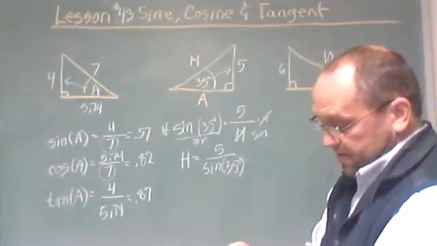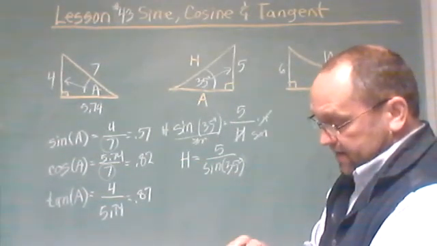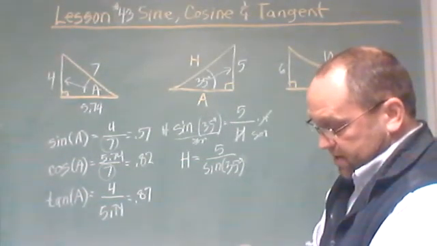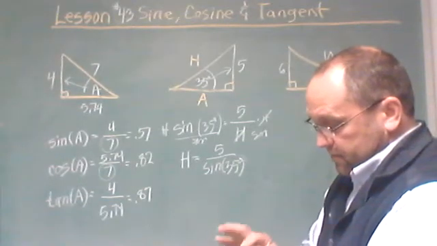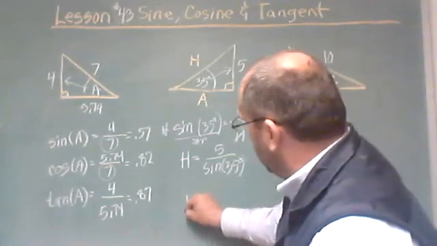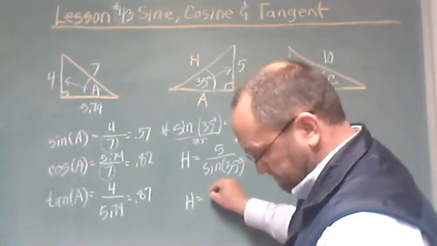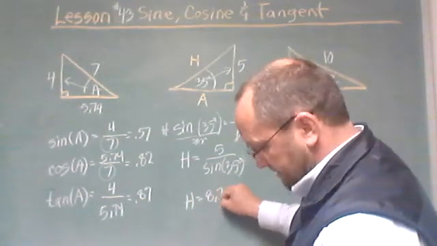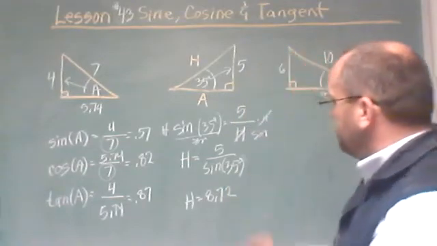So that's what I put in my calculator. 5 divided by, hit my sine button, type in 35, close off my parentheses, I hit equals. Okay? H will equal 8.72. Okay?